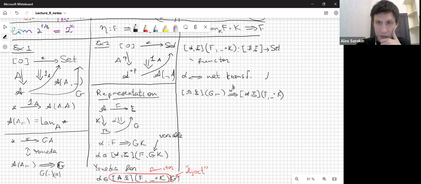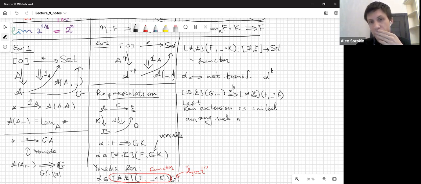So by the Yoneda lemma, this is a one-to-one correspondence. The initial object in this case will be our Kan extension. So the left Kan extension is initial among such natural transformations.